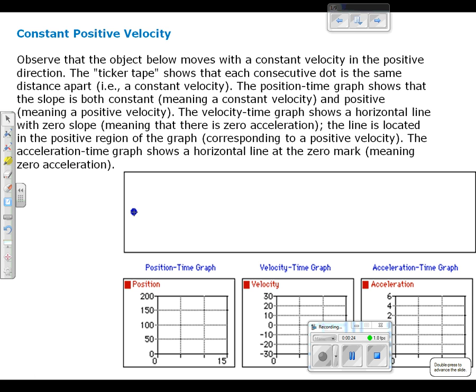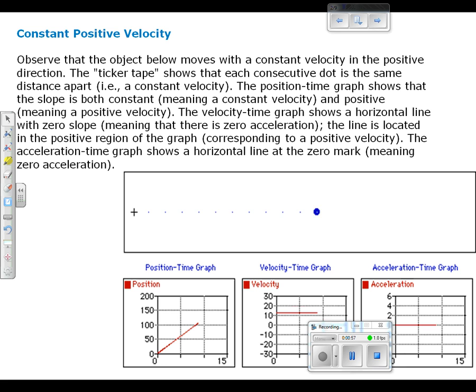Anyways, okay. So let's talk about constant positive velocity. Now you'll notice that there's a little simulated ticker tape there. I'm just going to read the top part. Some of you have figured out that you need to draw this. That's fine. Observe that the object below moves with a constant velocity in the positive direction, positive being to the right. The ticker tape shows that each consecutive dot is the same distance apart. So you should draw something like this that shows the dots evenly spaced.